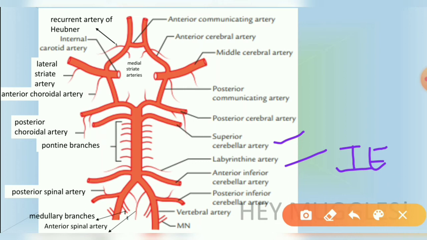Then we have the posterior cerebral artery. The posterior cerebral artery passes laterally along the superior border of the pons, parallel to the superior cerebellar artery, and it supplies the posterior part of your cerebrum, right? The posterior part of your cerebral hemisphere.